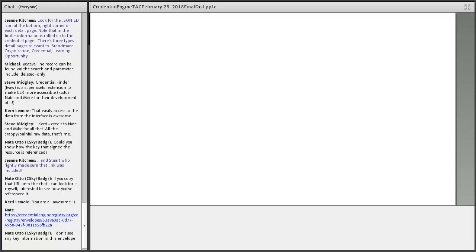Oh, so the envelope ID is generated after you've generated the JWT. Correct. We generate the envelope IDs, and the publisher simply provides us a JWT.